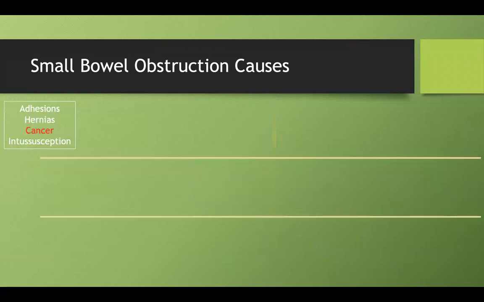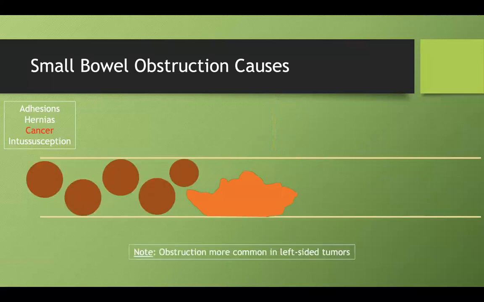Cancer is pretty easy to understand. If you have a mass that's obstructing most of your lumen, you can get a small bowel obstruction. One thing I want to note is when we talk about colon cancer, we'll mention this. It's that obstruction is more common in left-sided tumors, whereas the right-sided tumors more often present with bleeding symptoms.